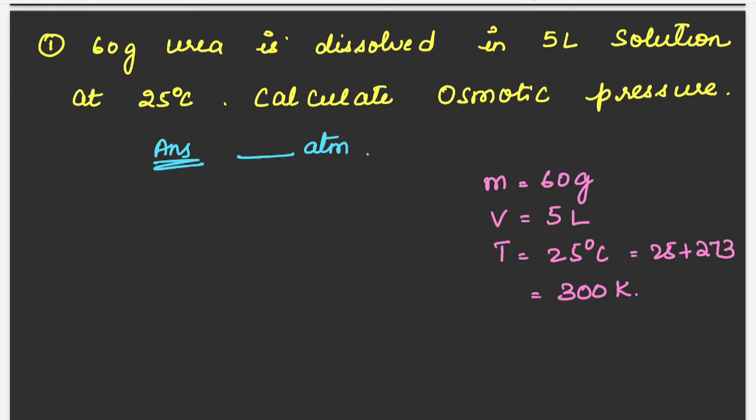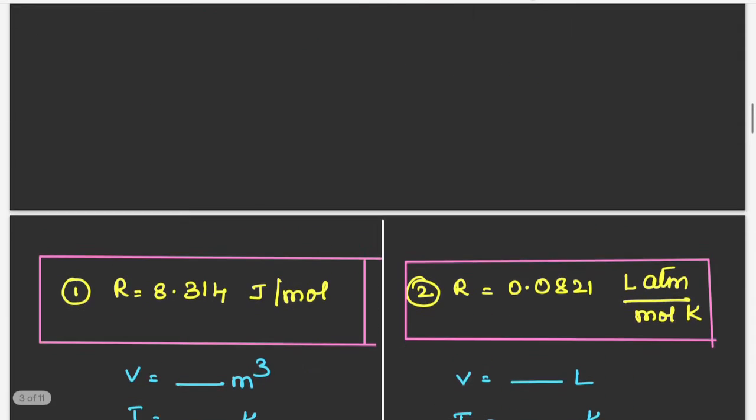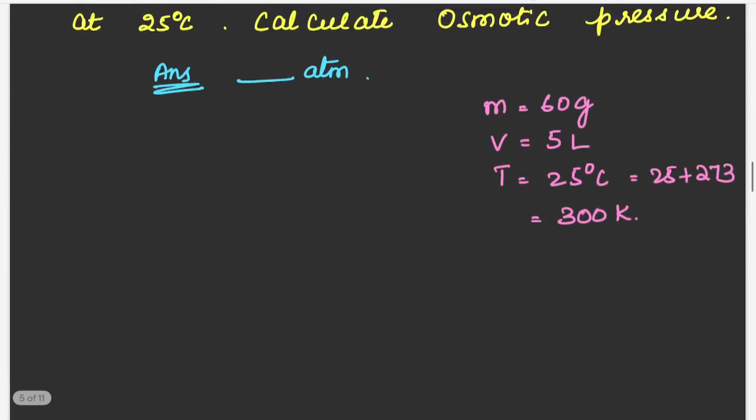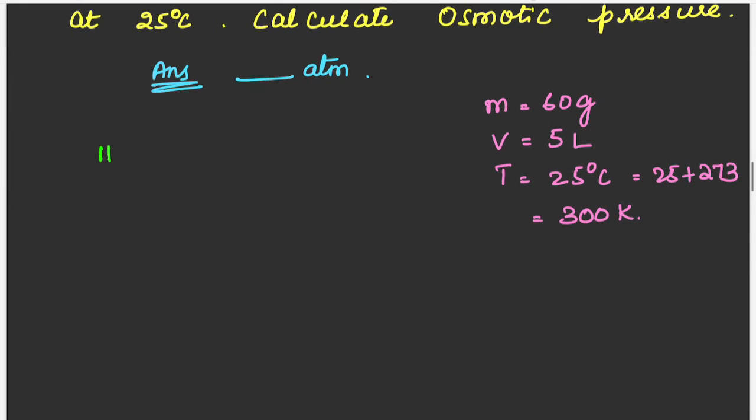So now let us write the formula. What is the formula we are going to use? Pi is equal to N R T into I divided by V. So this is equal to, what is N? N is called the number of moles.